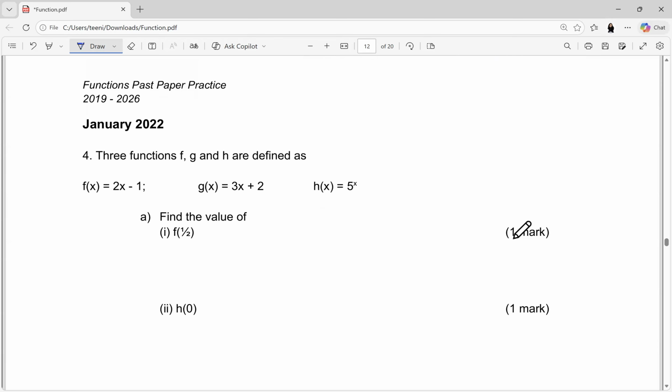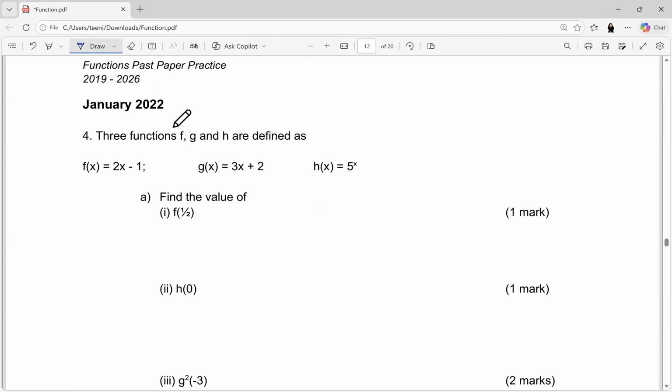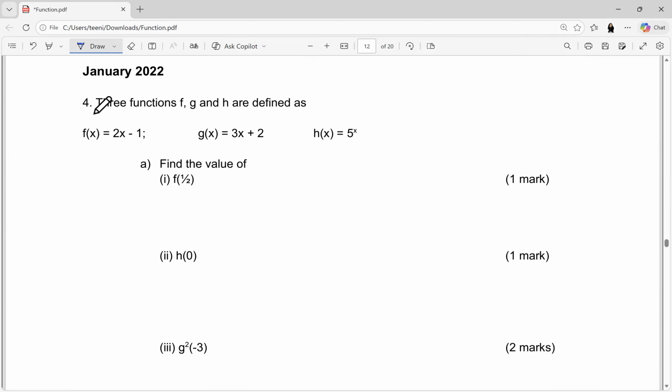All right, three functions, f, g, and h are defined as f of x is 2x minus 1, g of x is 3x plus 2, and h of x is 5 to the power of x.